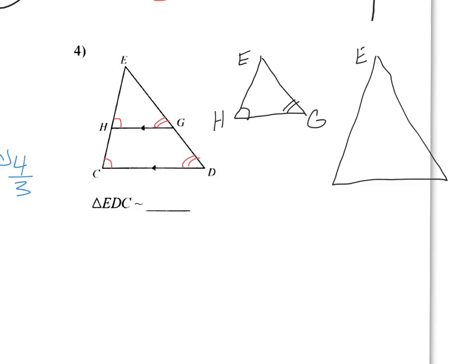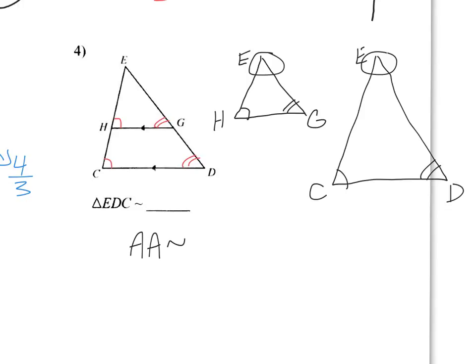E, C, D. One arc, two arcs. Okay? And actually, if you look up here, this angle is the same in both triangles. It's in both triangles. So these are definitely similar. These are similar by what is known as AA similarity, angle-angle.